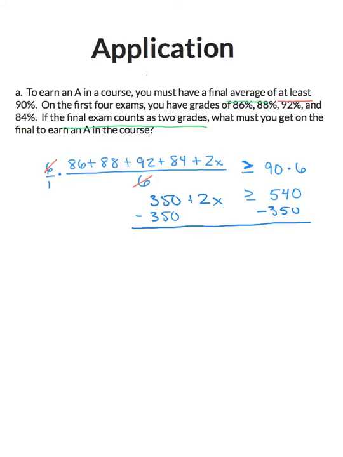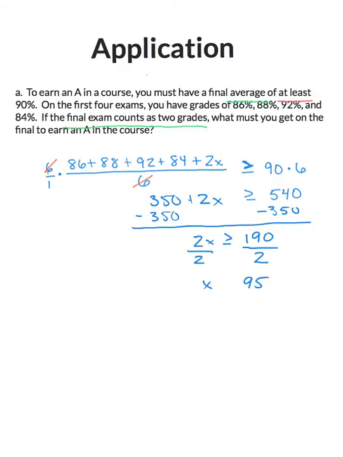That will result in 2x is greater than or equal to 190. From here, we can go ahead and divide by 2. If we divide both sides by 2, we have x is greater than or equal to 95.